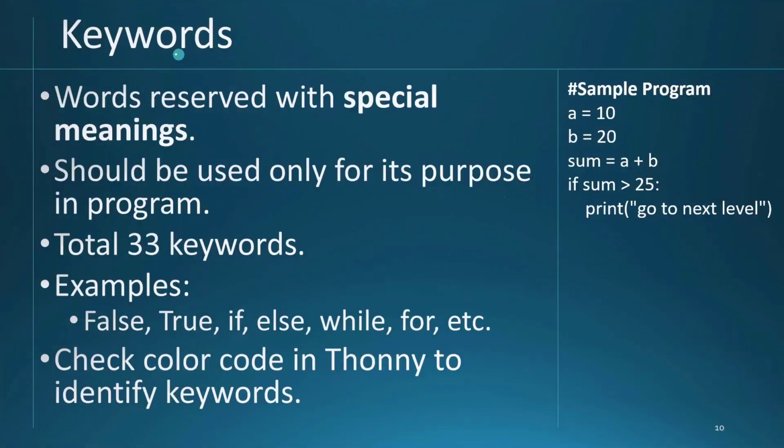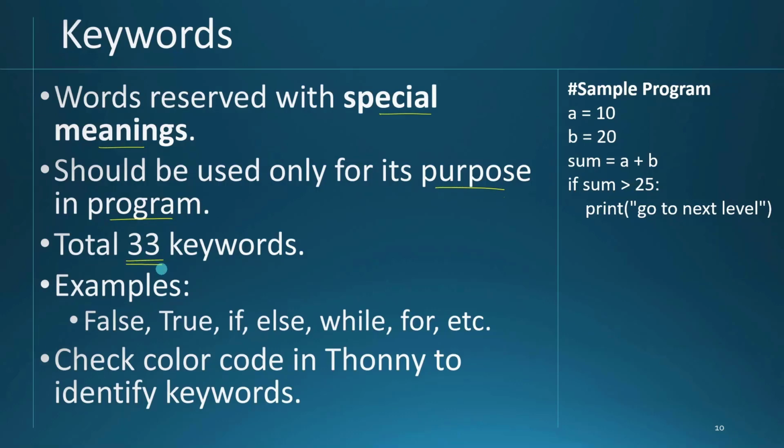Now we are going to study keywords in Python. There are some words in English which are reserved inside Python with special meanings. You should clearly know this list of words. Why? Because they should be used only for their intended purpose. You should not use them anywhere else. This will confuse Python and mostly it will give an error. So a keyword should be used only for its purpose inside the program. Now there are a total of 33 keywords defined inside Python.